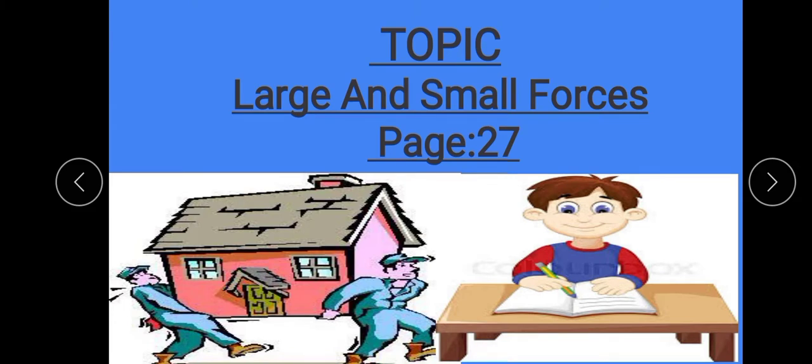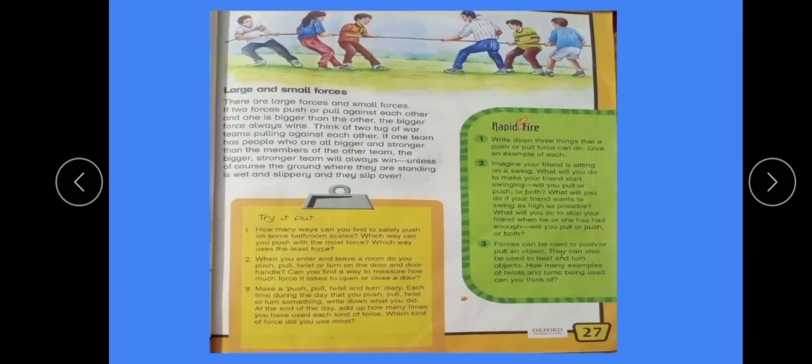Okay, students, today our topic is large and small forces. Page number 27. Now students, open your book, page number 27. Good. Okay. Large and small forces. There are large forces and small forces.